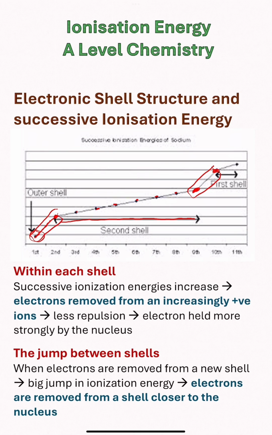This is because electrons are removed from a shell which is closer to the nucleus. And if the electrons are closer to the nucleus, that means they are held more strongly by the nucleus, and then we will need more energy to remove the electron.